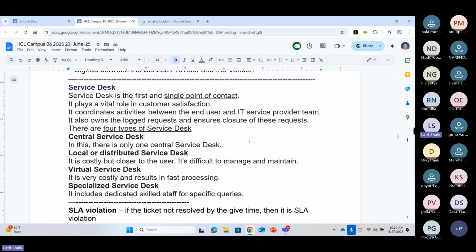So the next level of virtual service desk is going to be the AI service desk. Okay, next is the AI service desk.